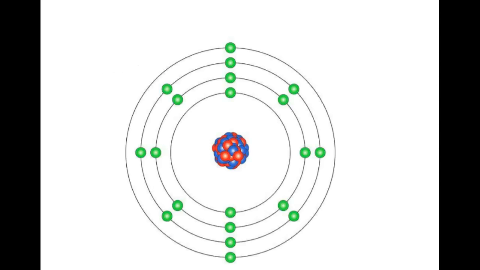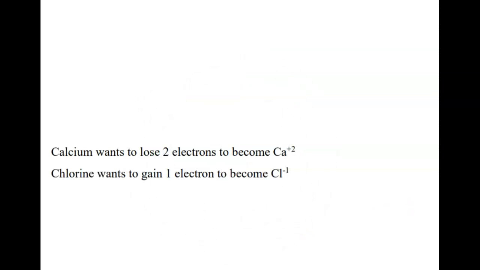All right, let's take a look at calcium chloride. Here's calcium. Calcium has 2 electrons in its outer shell. In order for it to become happy, to have a full outer shell, it has to lose these 2 electrons. If it loses those 2 electrons, it has 2 more protons than electrons, and so its charge will be +2. Calcium wants to lose 2 electrons, it becomes Ca +2, and just as always, chlorine wants to gain 1 electron to become Cl -1. So how do we make that work?